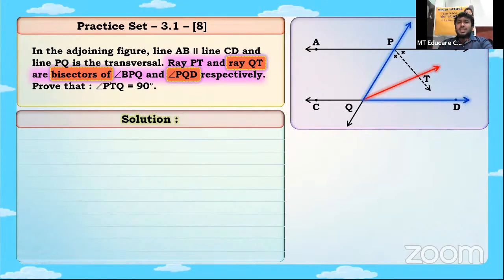What do you mean by bisect? It is dividing the angle into two equal parts. Okay. And now students, we have to prove measure angle PTQ as 90 degree.